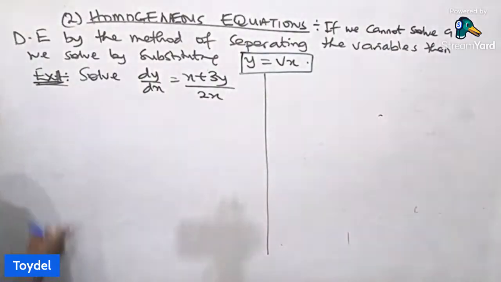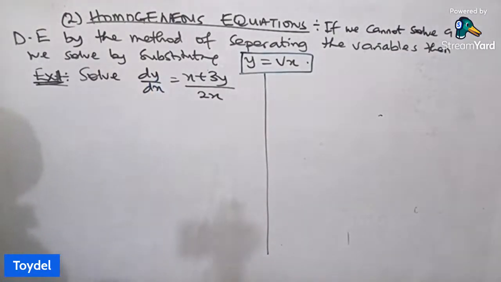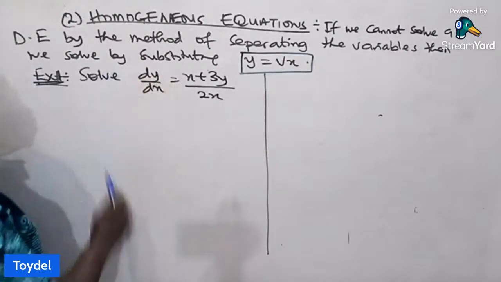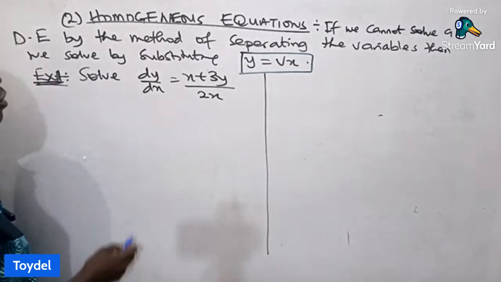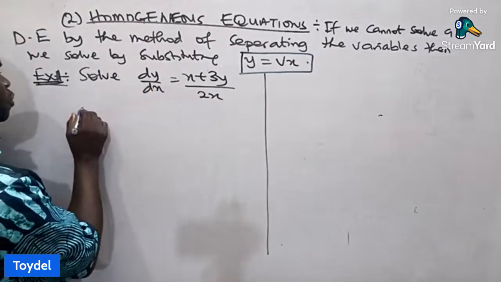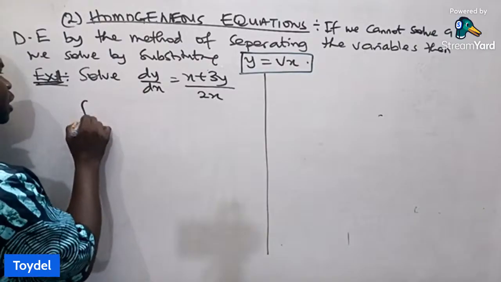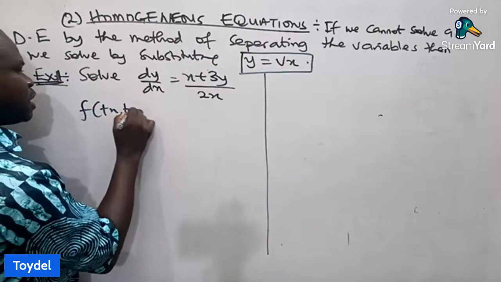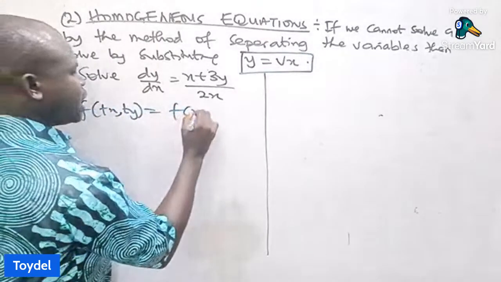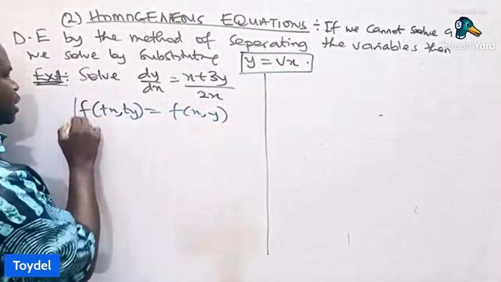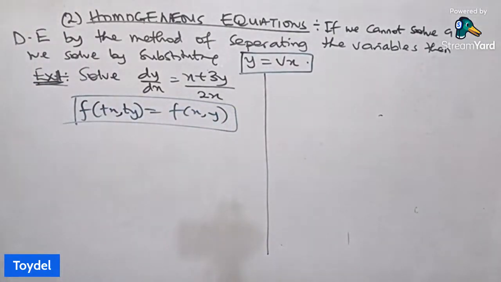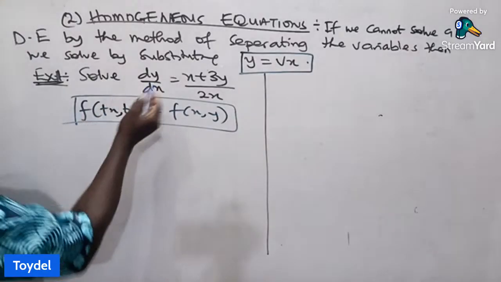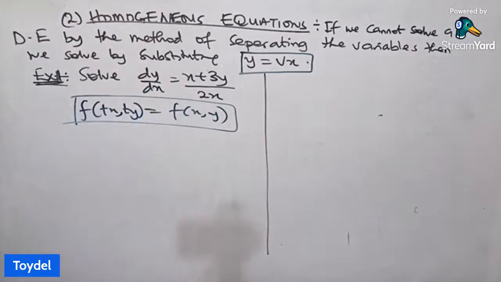That is, let's consider this example 1 under homogeneous equation. How do we know that this equation is homogeneous equation? If you check my videos on first order differential equation, for this to be homogeneous, this is what we are going to check: if f of tx, ty is equal to f of x, y. If we are able to check this, then it shows that that equation is homogeneous.